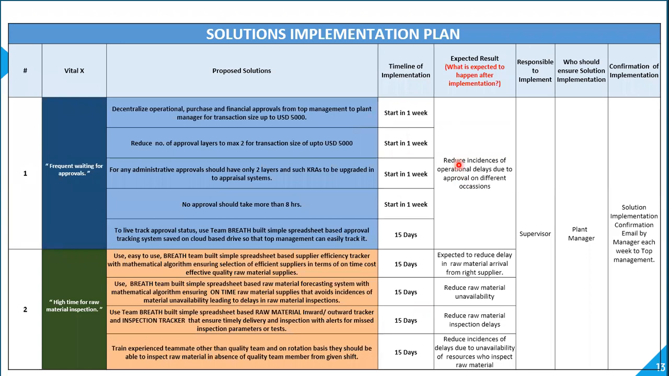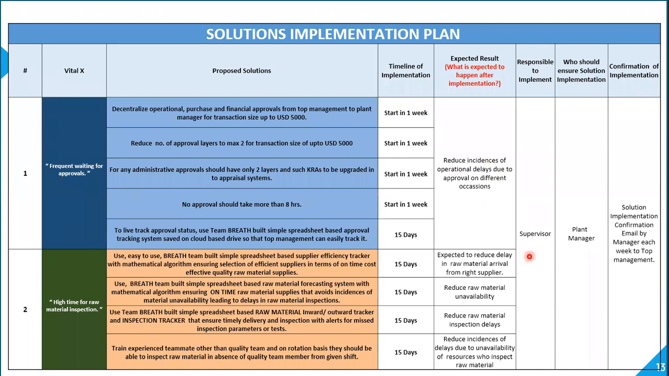Then expected results. So what is going to happen? Take an example: frequent waiting for approvals. So the expected result will be reduced incidences of operational delays due to approvals on different occasions. Likewise, you can have expected results for each one. So when you work on this, ultimately it is going to help you reduce the time allocated to waiting or approvals, which is not necessary or not necessarily allocated to this kind of activities. So this is what is expected.